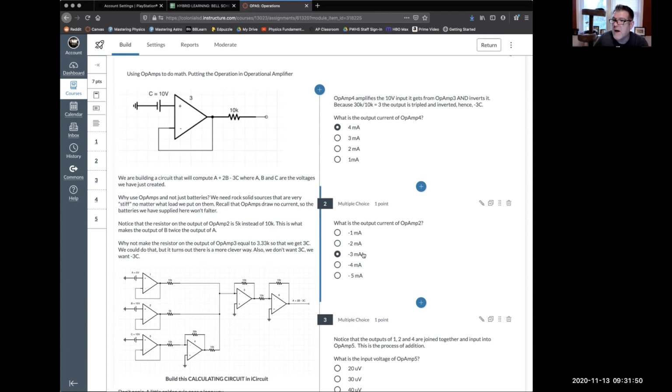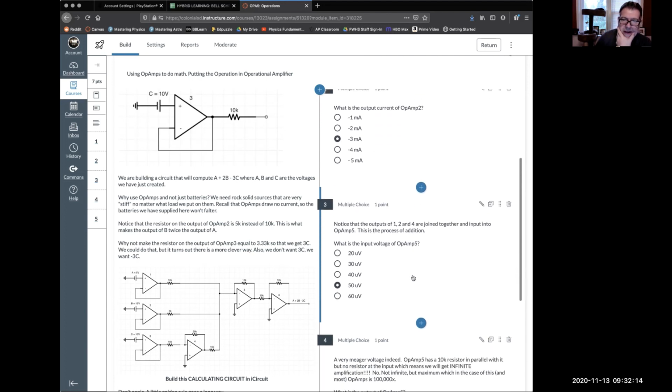It's absolutely fine if the current is negative this way or that way. Honestly, it doesn't particularly matter what the current is, as long as it's not so high that it risks drawing too much power and overheating something, blowing something up, or causing a fire. This question is just checking to see that you've actually built the circuit. And so that answer works out to be negative 3 milliamps.